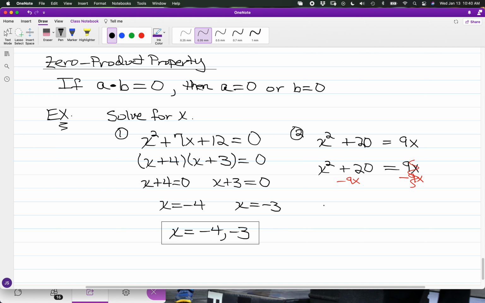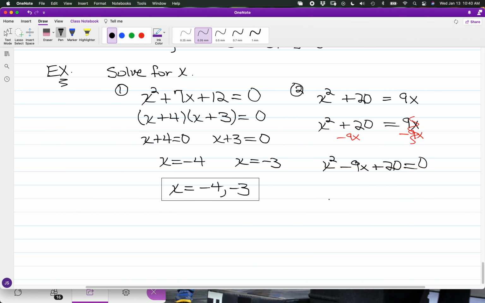Okay, so we have x squared minus 9x plus 20 is equal to 0. And for what we have with x squared, we're going to have x and x, and factors of 20 that will add up to negative 9. You can see we have negative 4 and negative 5.